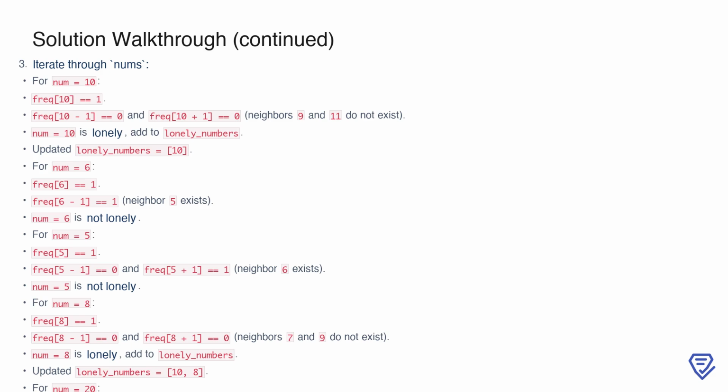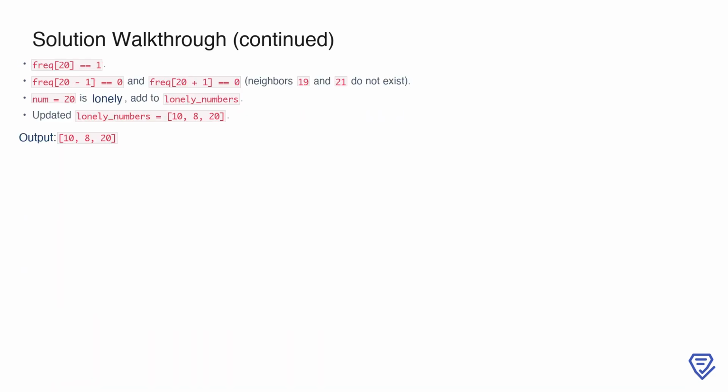Finally, for 20. We observe that it appears only once, and neither of its neighbors, 19 or 21, exist in the array. This means 20 is lonely, so we add it to the lonely_numbers list. The final list is 10, 8, 20. This concludes our process for identifying lonely numbers in this input array. The final output for this example is 10, 8, 20, which contains all the numbers that meet the criteria of being lonely.